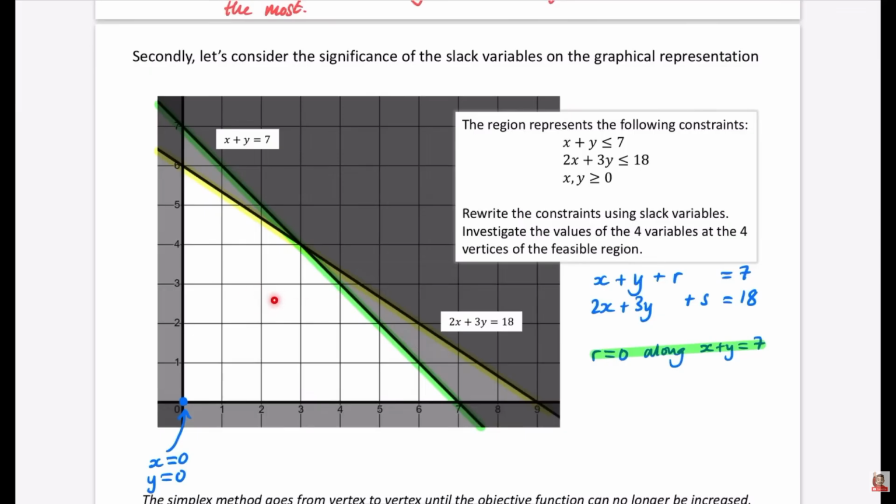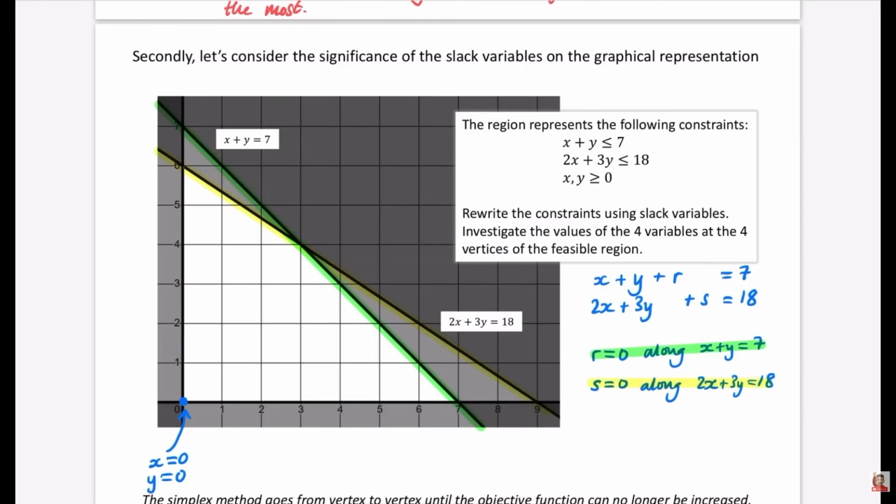if you're in this region down here, but we actually wanted to get onto the line, we would have to add something onto it. So I'm going to say that s is equal to 0, and that is along the line 2x plus 3y equals 18. And I'll highlight that in yellow to make it clear what's going on. So now what I'm going to do is investigate what's going on at these other vertices.